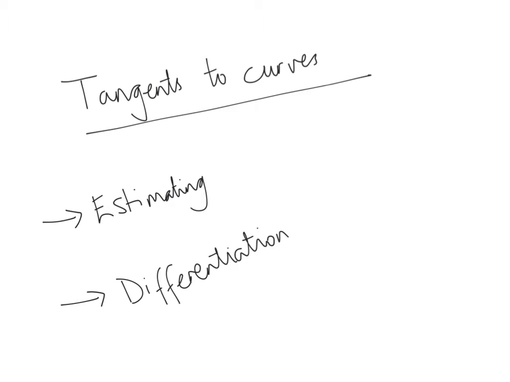Hello and welcome to this quick video about finding tangents to curves for IGCSE. There are two different ways that we need to be able to do this: by estimating, which will allow us to draw graphs to find rough tangents to graphs that have got curves, and by differentiation, which is a much more precise way of doing it, and hopefully you'll find much easier as well.